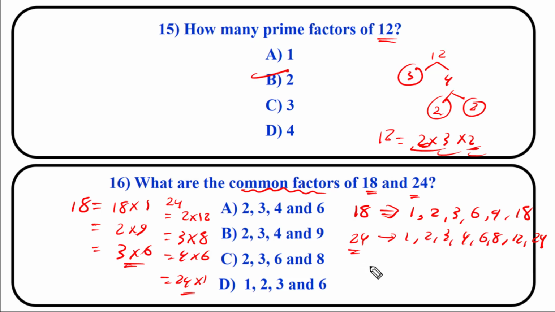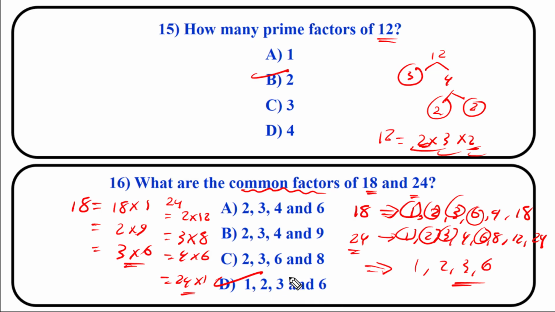Now circle the common factors. We have 1 and 1, 2, 3 is common. What about 6? 6 is common, and what? Nothing. So the common factors of 18 and 24 are what? 1, 2, 3, and 6. He said here 1, 2, 3, and 6, number D. So the correct answer is D.